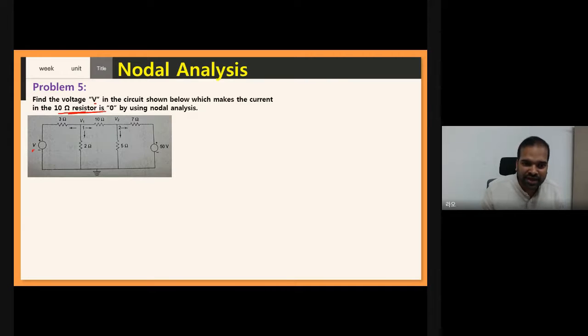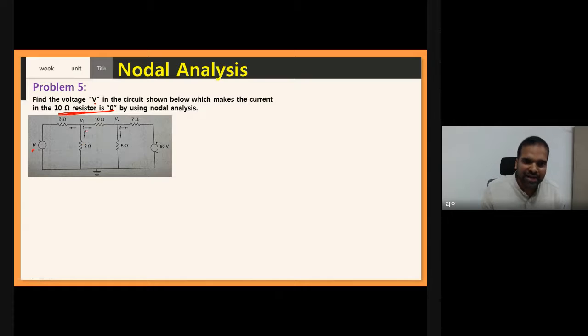So this is our condition. This is very, very important. The current in the 10 ohm resistor is 0. Okay. And you need to find voltage V and the node voltages. So first we will follow our actual procedure, then we will find the needed parameter. Okay.